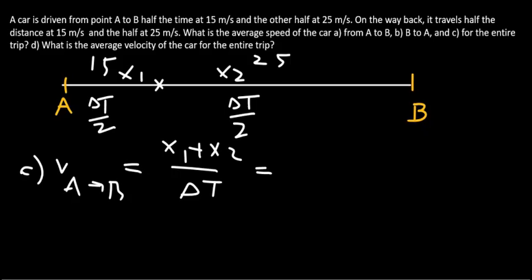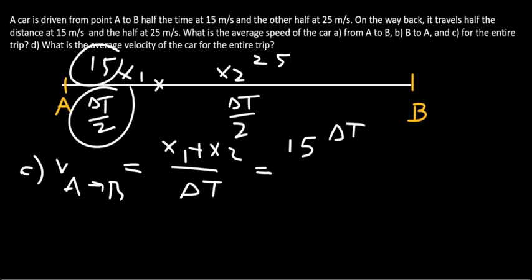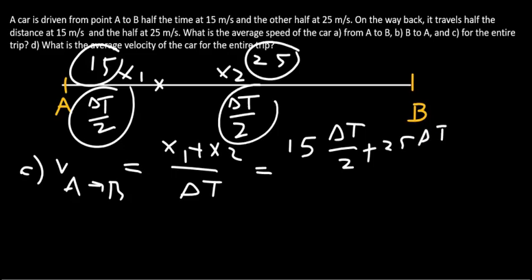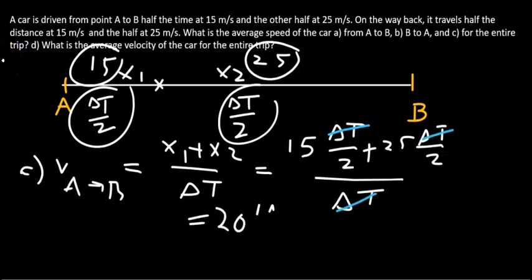So what is x1? x1 is the speed for that segment, which is 15 meters per second, times the time it takes, which is delta t over 2. Likewise, x2 is the speed for that second segment, 25 meters per second, times the time it takes, again delta t over 2, all over delta t. So delta t goes away, and the answer you get is 20 meters per second. So that is the answer for part A.